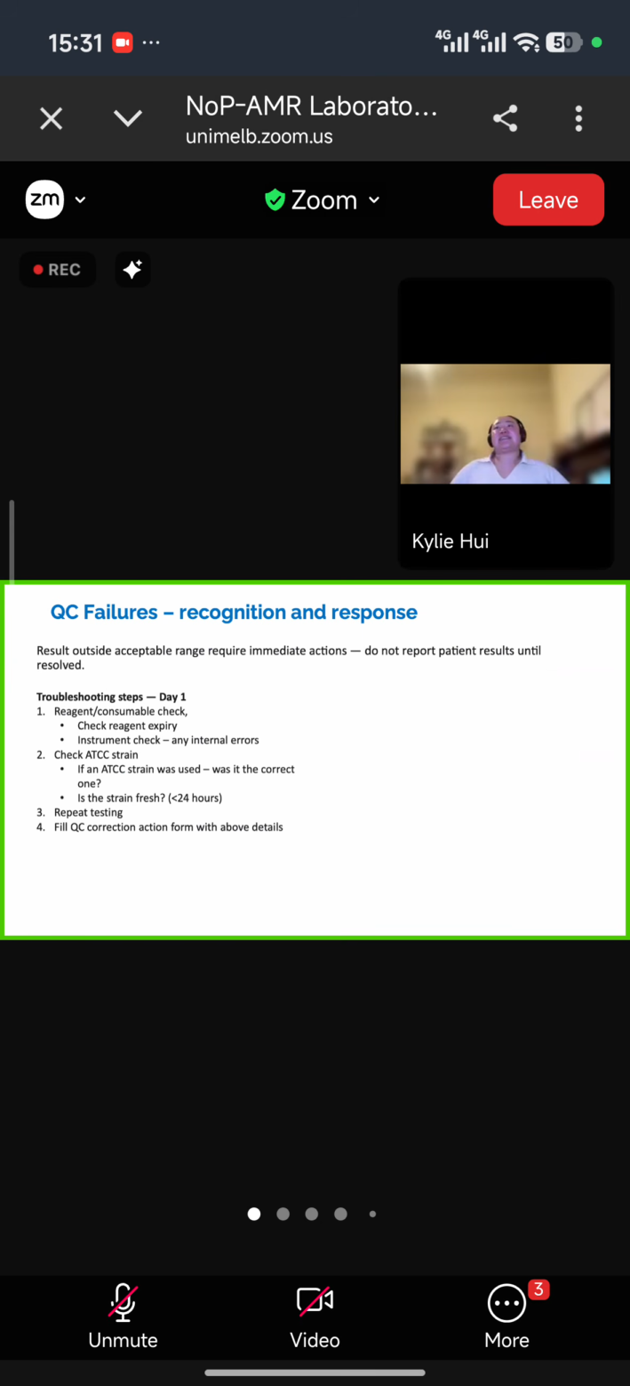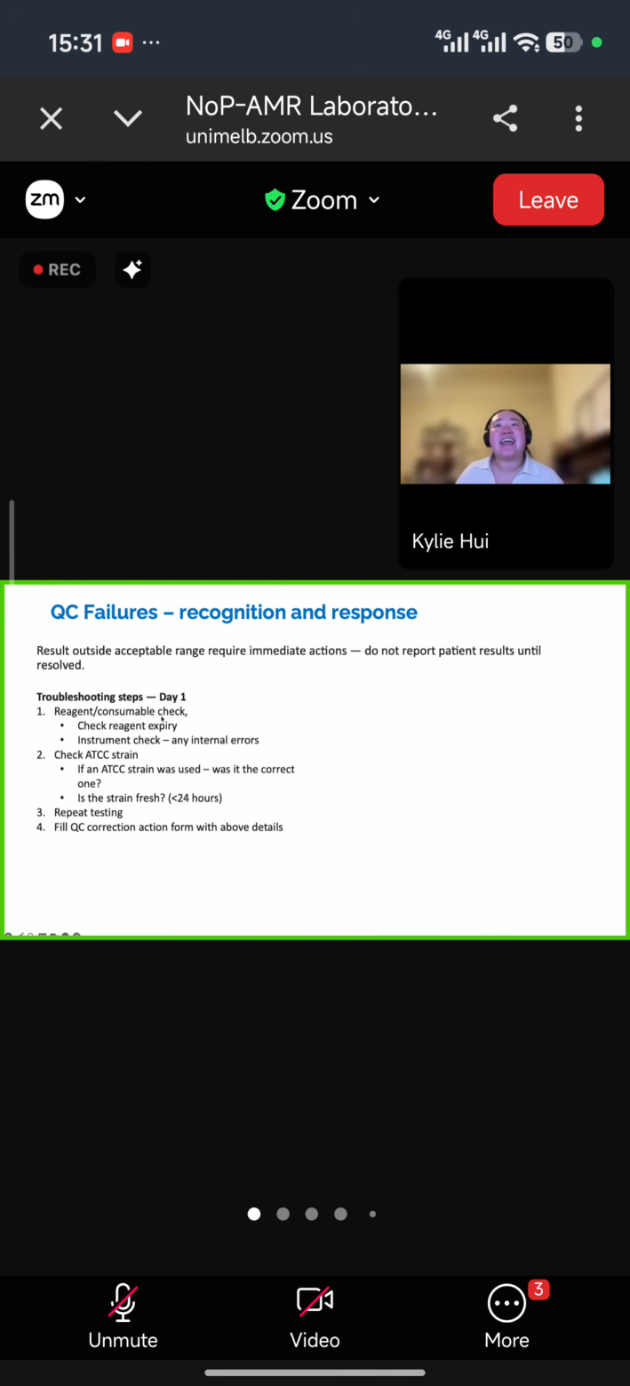Okay, so QC failures, recognition and response. Results outside acceptable ranges require immediate action. Do not report the patient results until these are resolved. This is an example of what it might look like if your QC has failed and what you should be trying to do next.